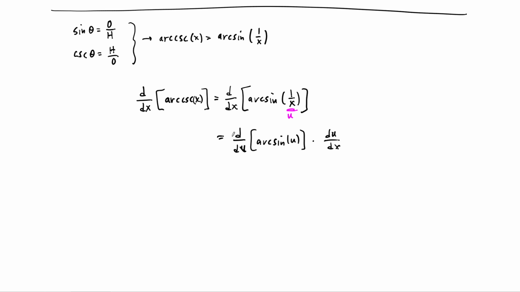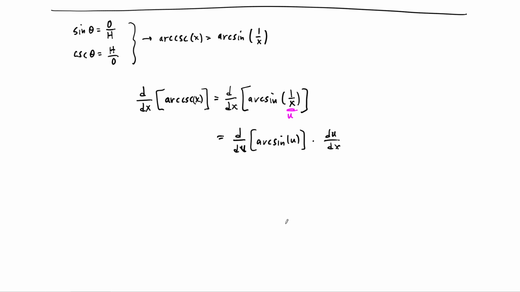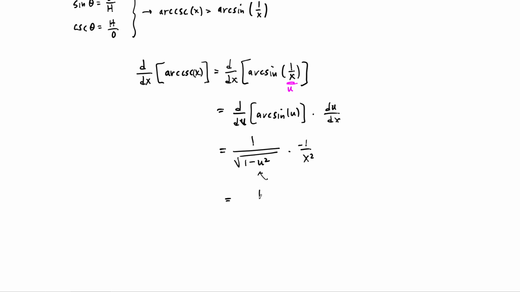So let's write these down. Well, we know what the derivative of arc sine is. We just computed it. It's 1 over the square root of 1 minus x squared. Here we've got a u, so that's going to make it u squared. So we've got 1 over the square root of 1 minus u squared times the derivative of u with respect to x. u is the function 1 over x, and the derivative of 1 over x is negative 1 over x squared. Now we need to put back in our u, getting everything in terms of x. This is now 1 over the square root of 1 minus (1 over x) quantity squared, times negative 1 over x squared.